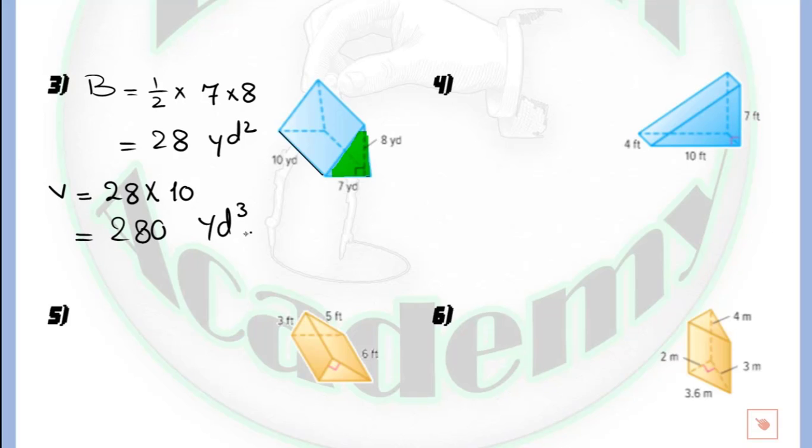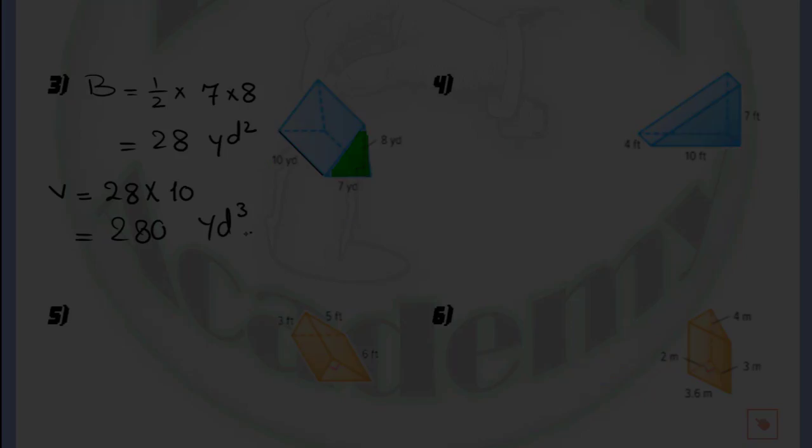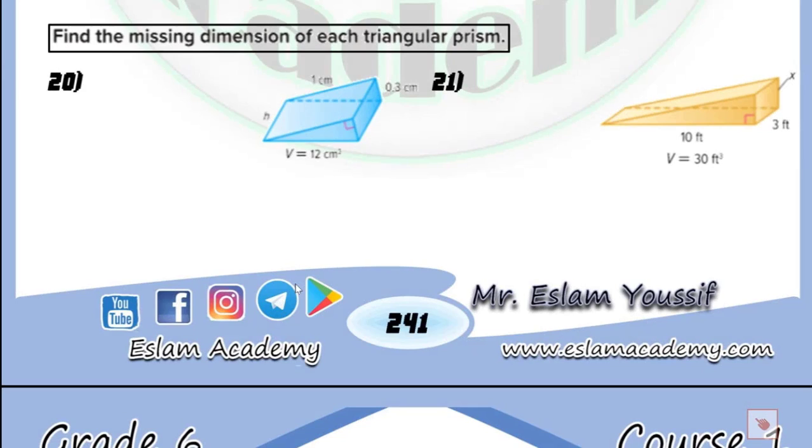And that's how we can find the volume of a triangular prism. In this part of the lesson, we need to find the length of the missing dimension. In question number 20, we know that the volume equals 12. Now we need to find the height.